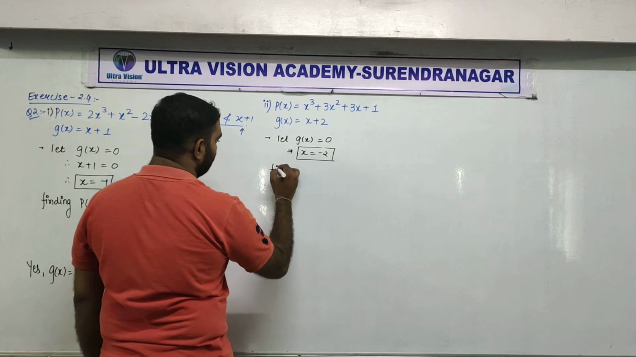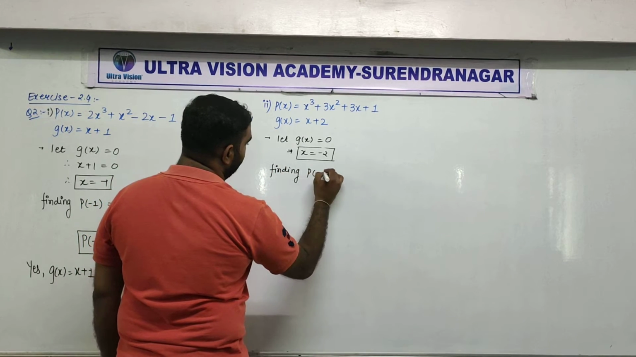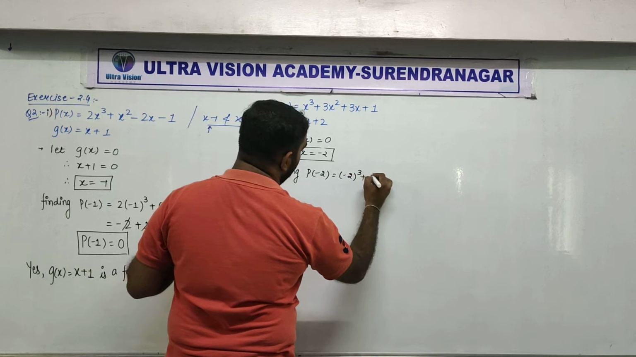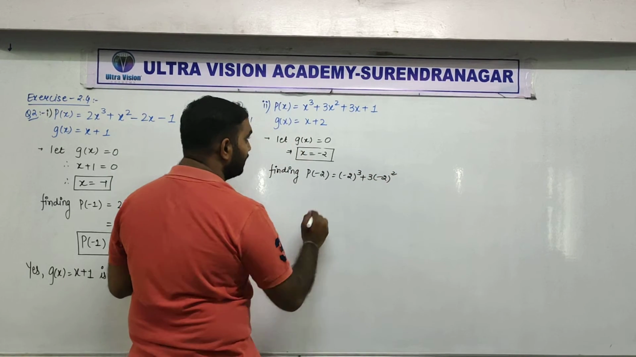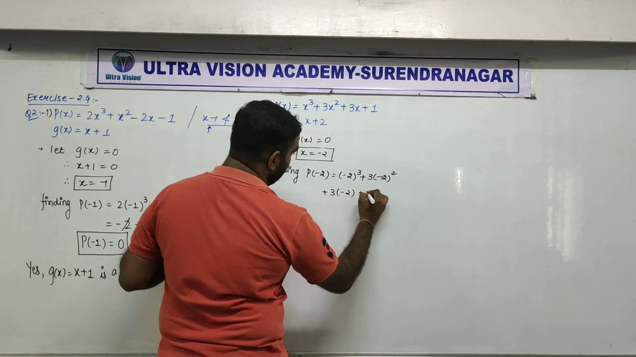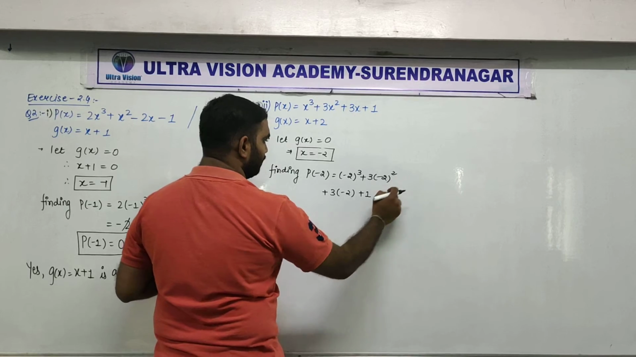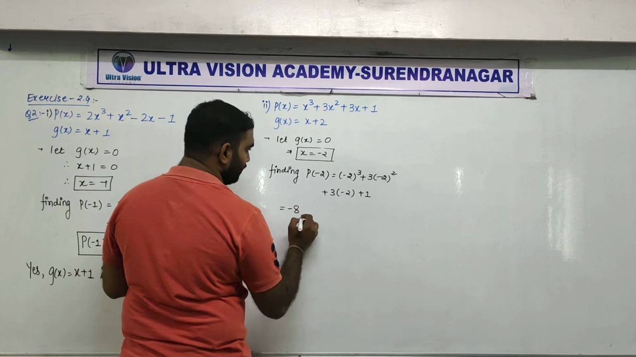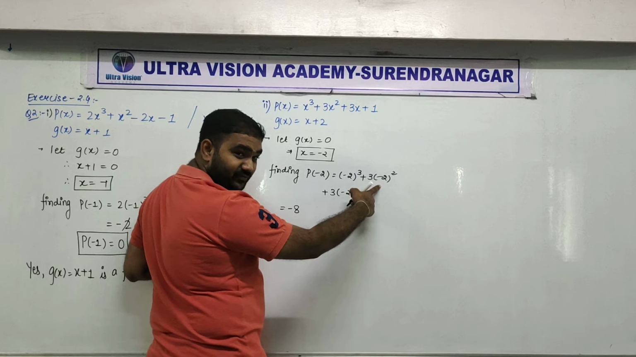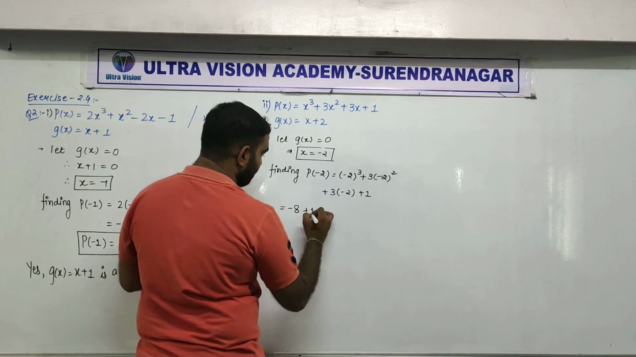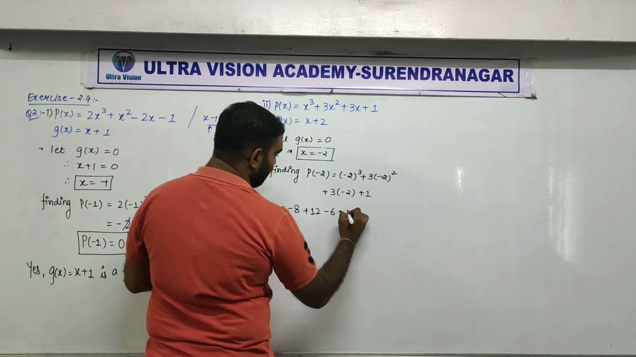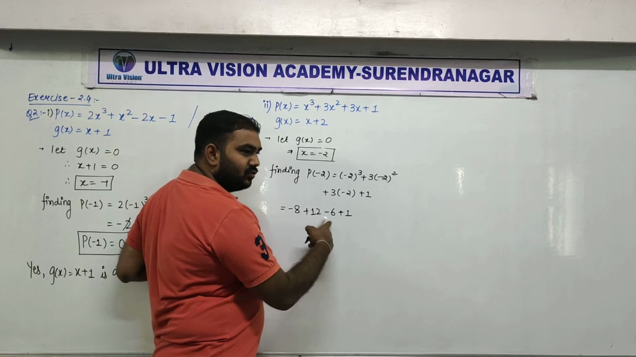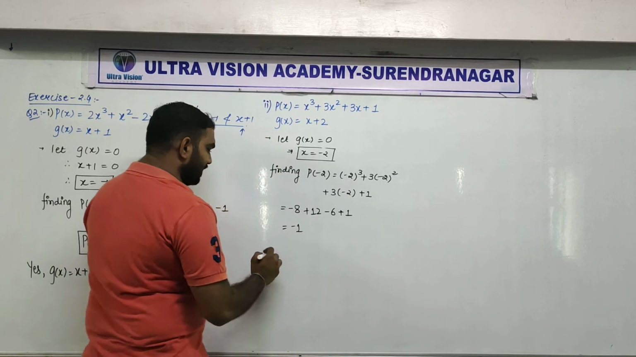Now finding P of minus 2. P of minus 2 find કરીએ એટલે કે minus 2 cube plus 3 into minus 2 square plus 3 into minus 2 plus 1. What is minus 2 cube? Minus 8. Minus 2 square, 4, into 3, 12. 3 into minus 2, minus 6, plus 1. Minus 8 plus 12 is 4, minus 6 is minus 2, plus 1. Is this minus 1 equal to 0?